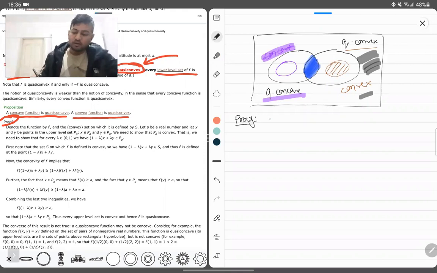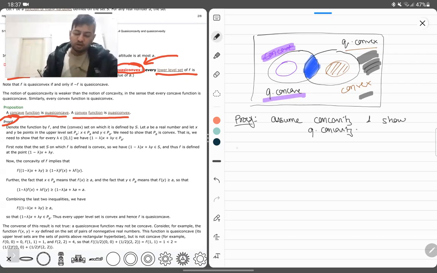Prove that a concave function is also quasi-concave. So for that, you need to know the definitions. What we'll do is we assume concavity and show quasi-concavity.